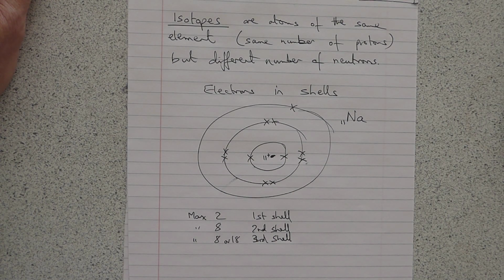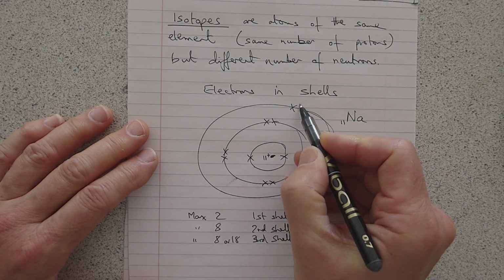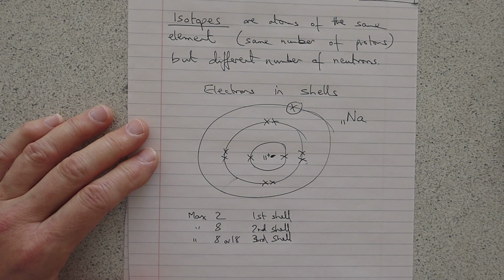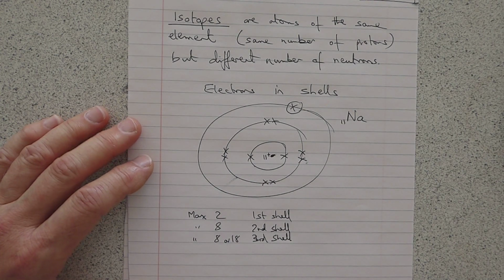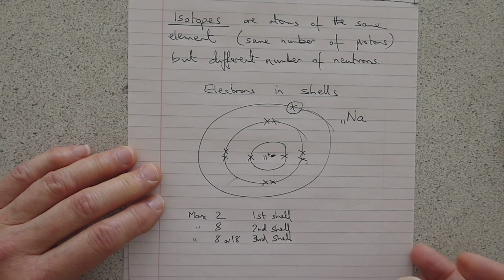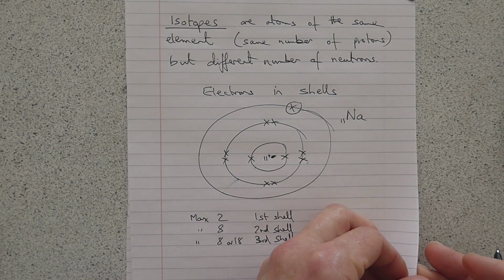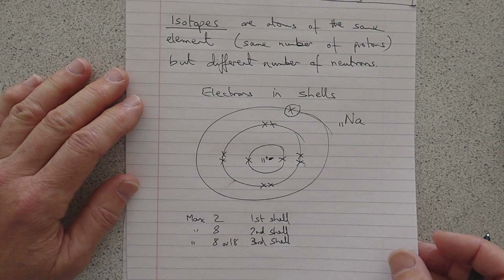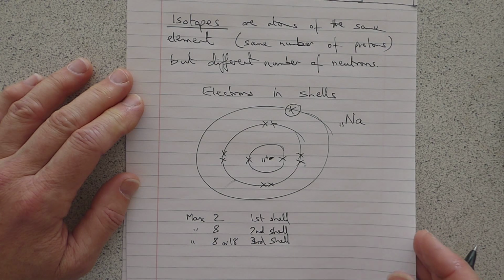But just to warn you that you will be meeting elements where having 8 in the outer shell is not necessarily what they always do. But at GCSE we learn atoms want to gain a full outer shell to be stable. So our sodium, with 1 electron in the third shell, wants to lose that electron. This brings us on to the second topic of bonding and structure, which I'll show you in the next video.